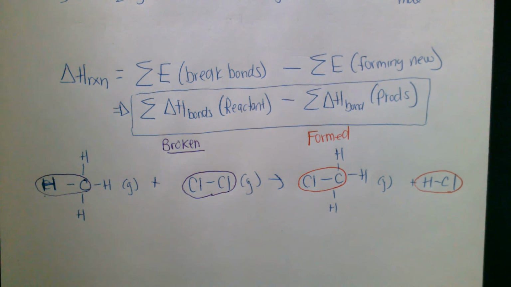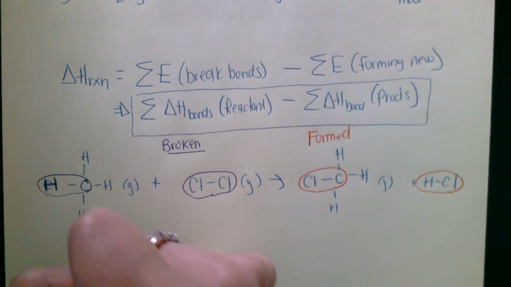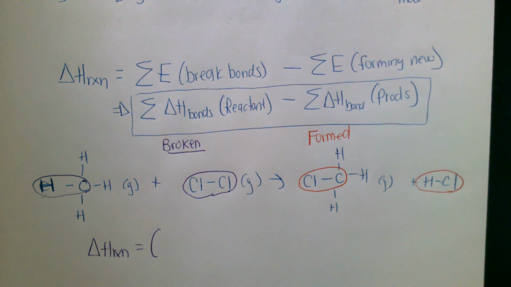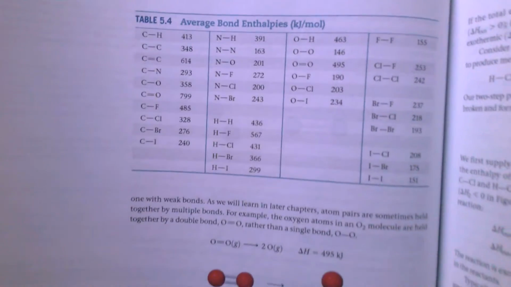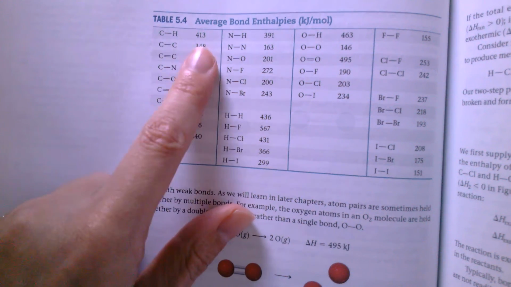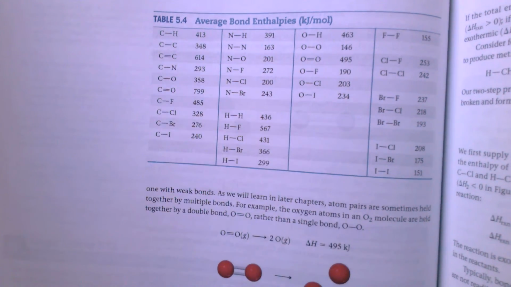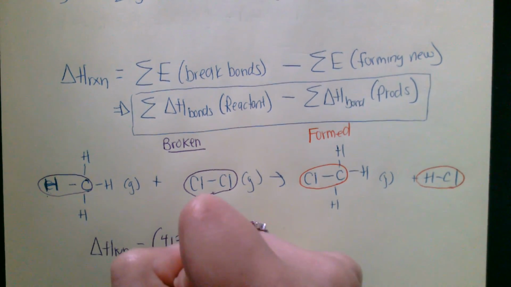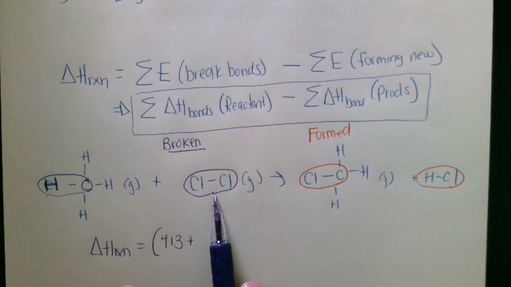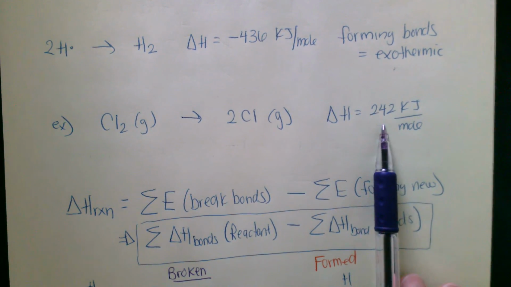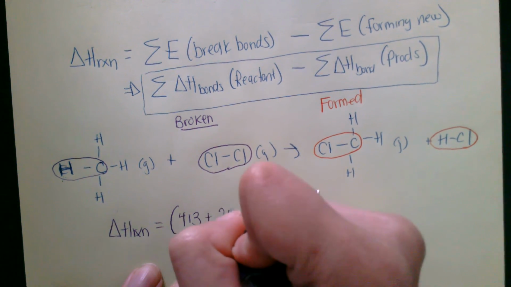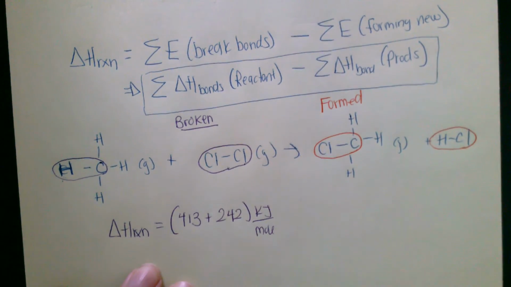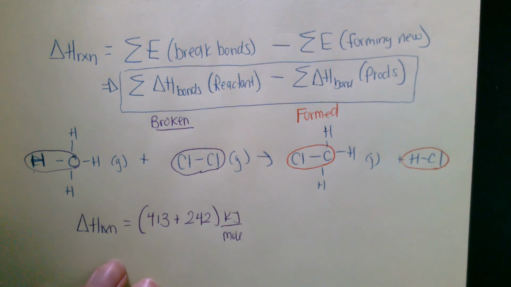Okay, so let's start with purple. So delta H of the reaction is going to be equal to, okay, so we have one carbon-hydrogen bond that we broke. Pull up our chart. If we look for carbon-hydrogen, that's 413 kilojoules per mole. So put that, 413. Chlorine-chlorine bond, we saw that in the example up here. That's 242. All right, so that's what we had broken.